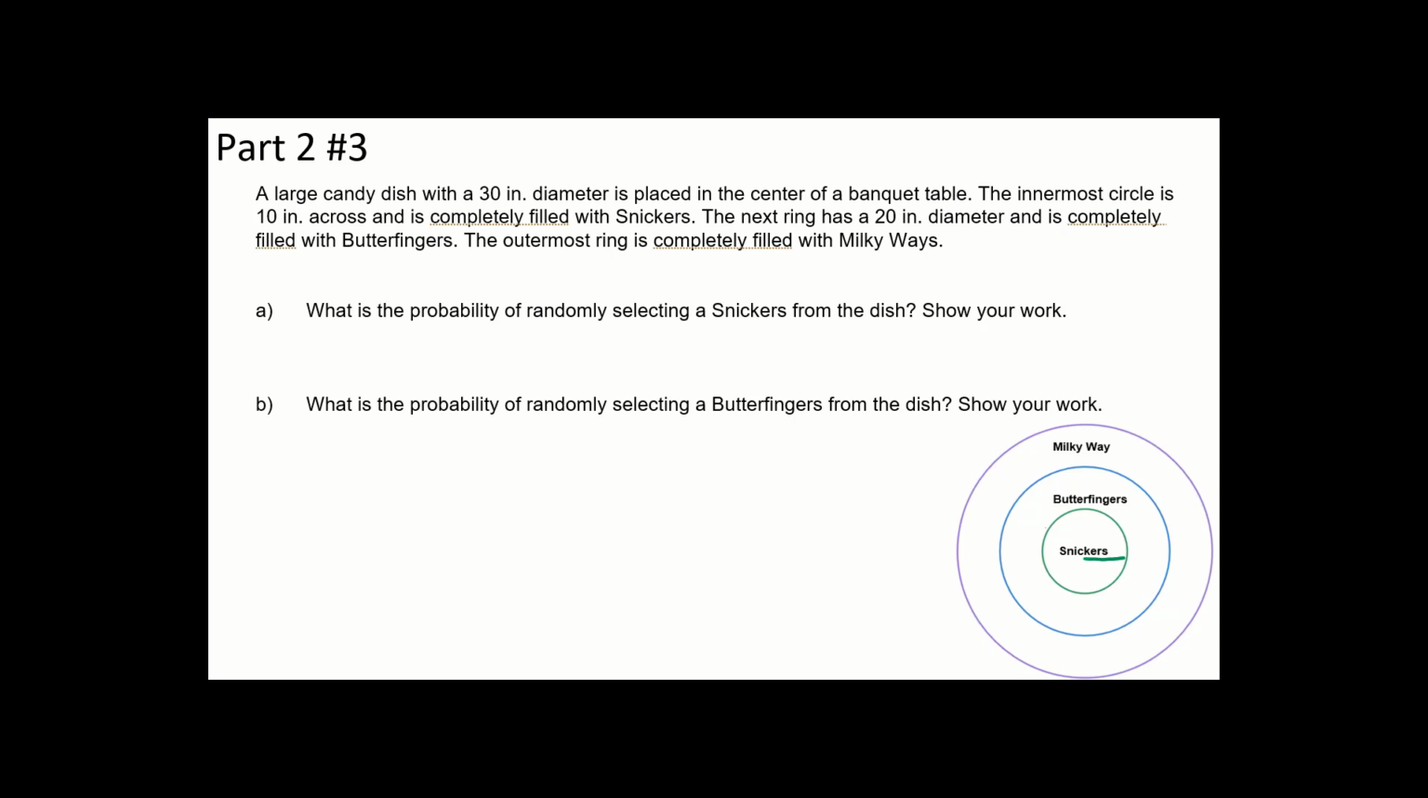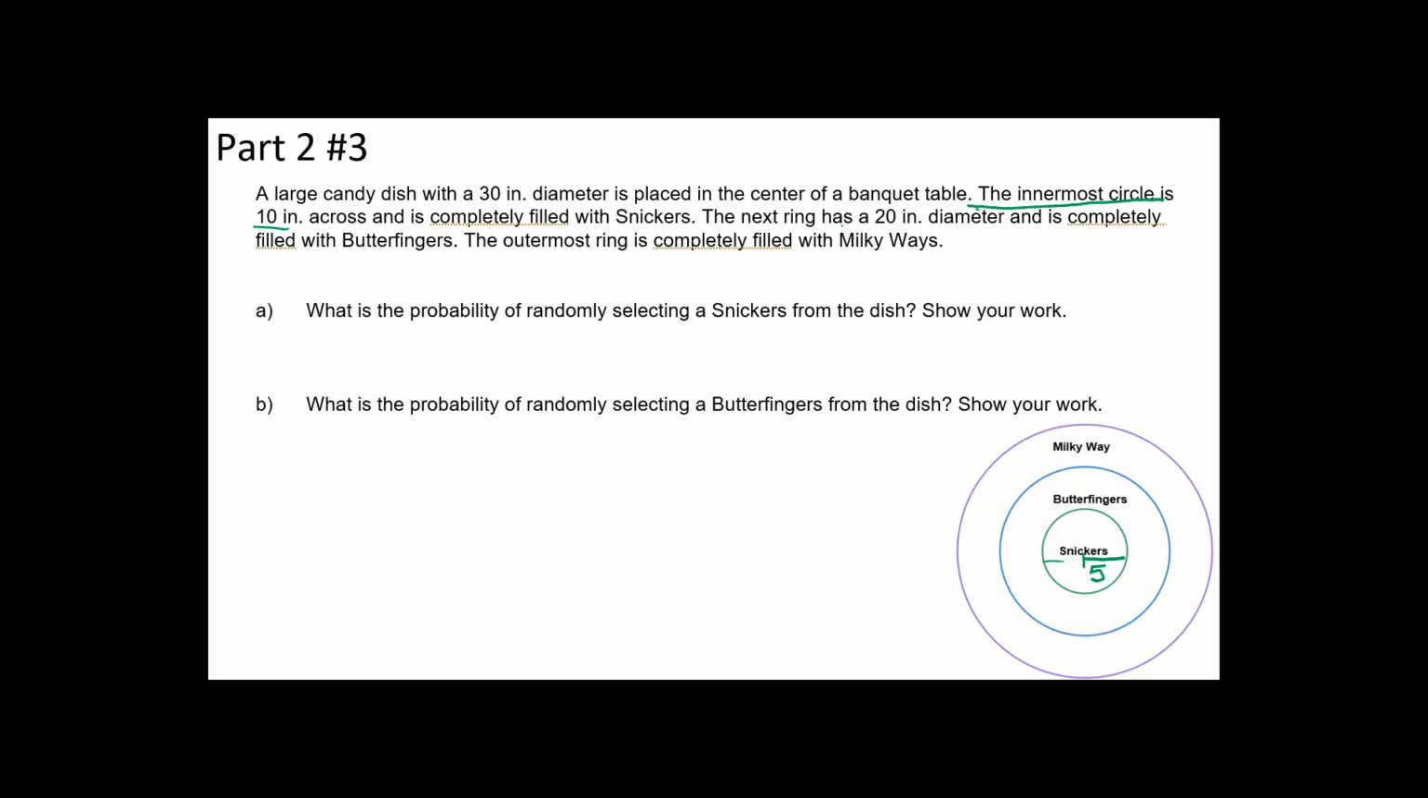All right, so let's look at that inner circle, and that's going to be 10 inches all the way across. So half of that is going to be 5 inches. So the radius is 5. That's the innermost circle.